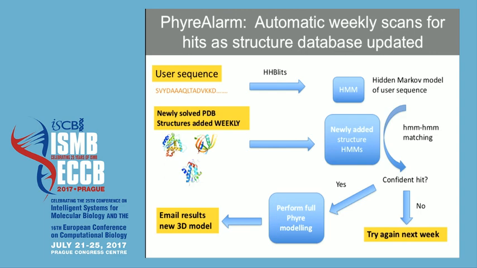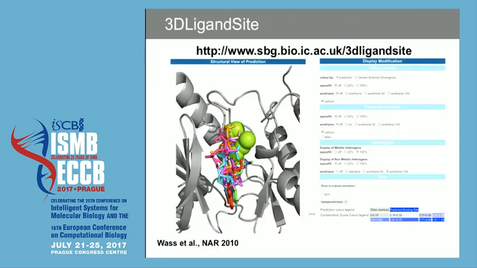So this is the sort of sequence, and every week we will try again, and you will get the result back if there's a better model. Because as structures increase, you can suddenly find 6 weeks down the line, you've really got a good model.